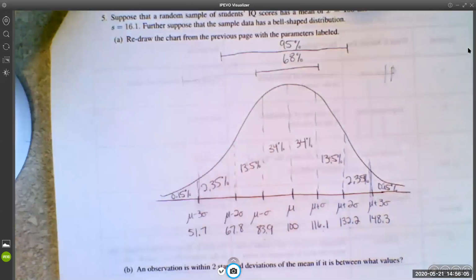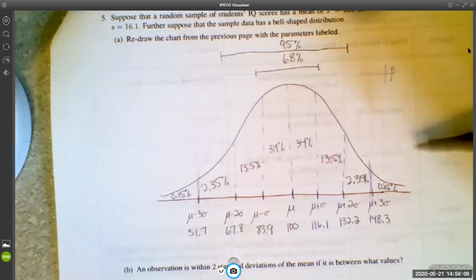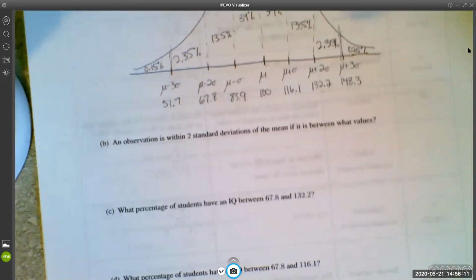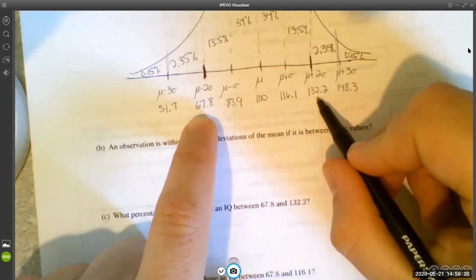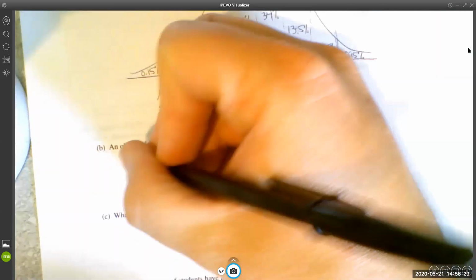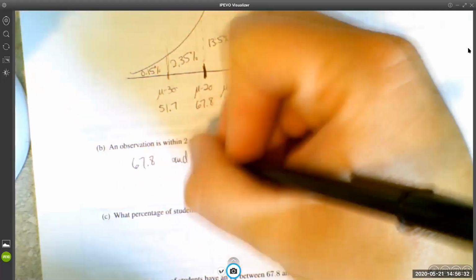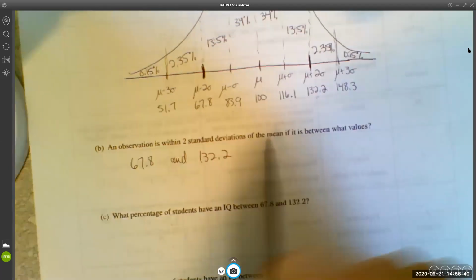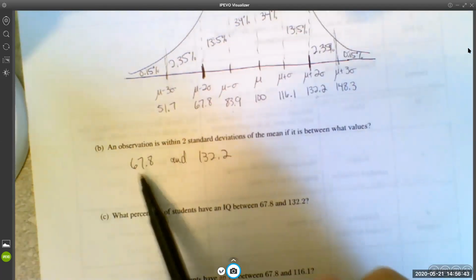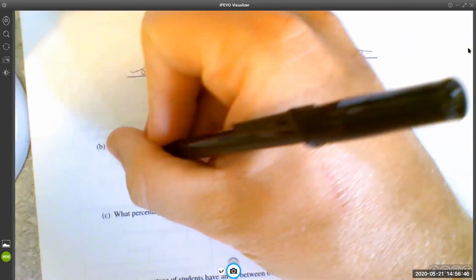So that's that. Now, the good news is that once we have this chart, answering questions about it is super easy, right? Like part B asks us, an observation is within 2 standard deviations of the mean if it is between what values? Well, you're within 2 standard deviations if you're between mu minus 2 sigma and mu plus 2 sigma. Those values would be 67.8 and 132.2. So in other words, 95% of people are going to have an IQ between 67.8 and 132.2.